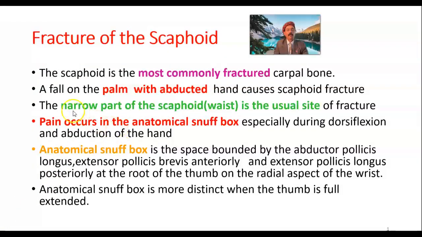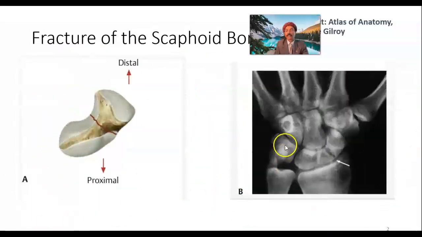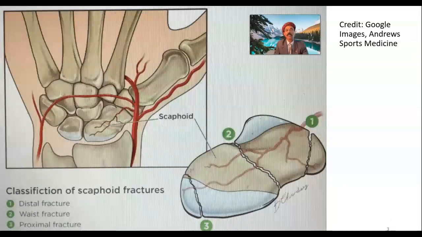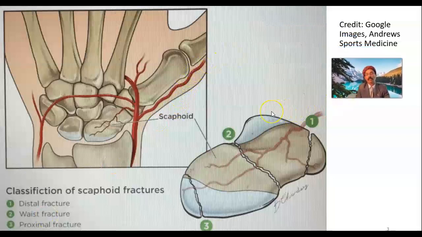So here our symptom is pain in the anatomical snuff box, especially during dorsiflexion and abduction of the hand. And we have the carpal bones, the radius and ulna. This is the scaphoid bone. This is the line of fracture, but it may not be distinct from day one. It may take several days to get the distinct line of fracture, but patients should be managed from the very beginning, preferably by an orthopedic surgeon, and very specifically, if possible, by a hand surgeon.